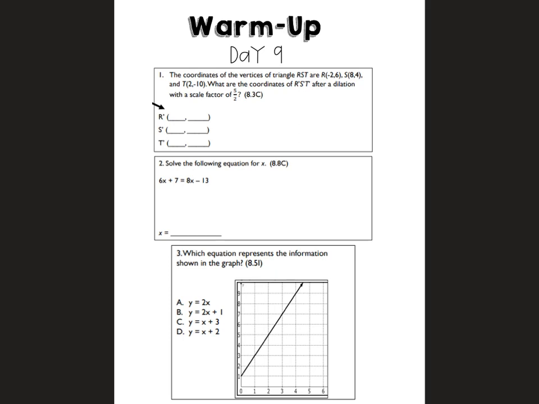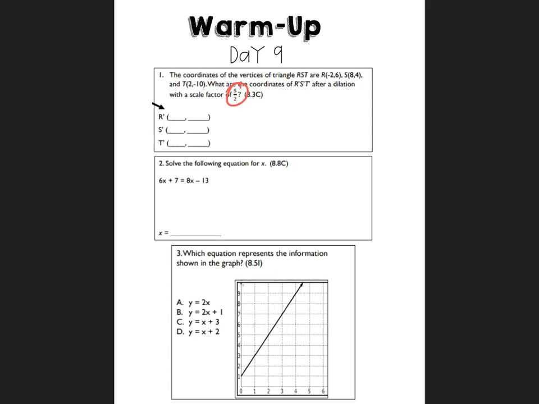Problem number 1 is a dilation problem, so we're going back to that transformations unit. If you remember, dilations means that we're multiplying by the scale factor. Here it gives us our scale factor of 5 over 2, and we're just going to take every single number and multiply by the scale factor.